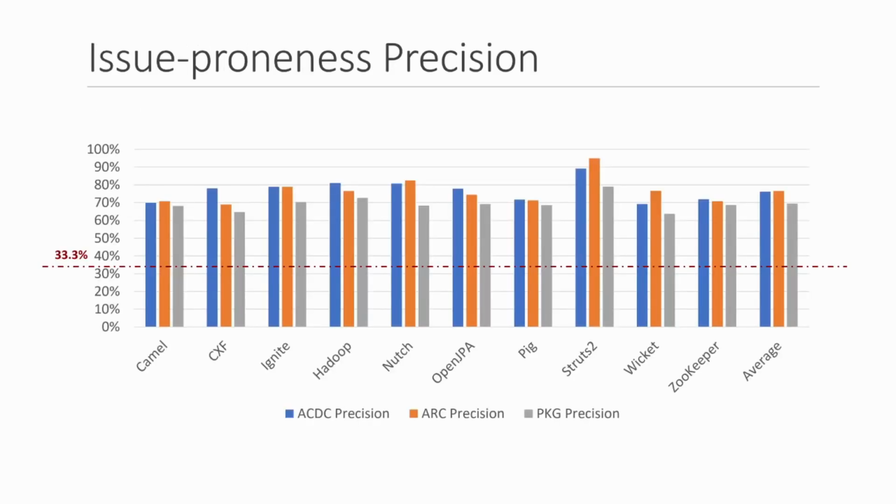As you can see in here, different colors represent the results of different architecture recovery techniques. With a baseline of 33.3% across 10 systems, we have an average precision from 69 to 76%, which is 2 times better than the baseline.